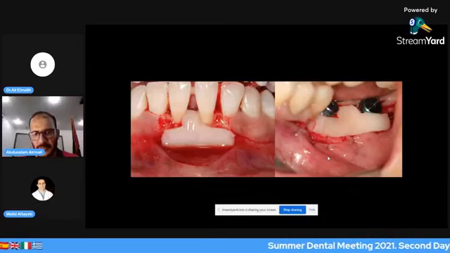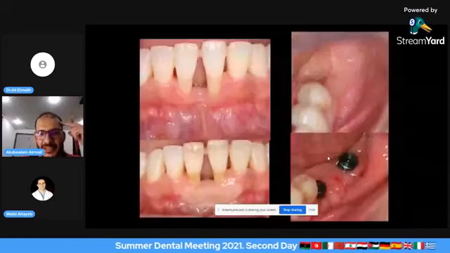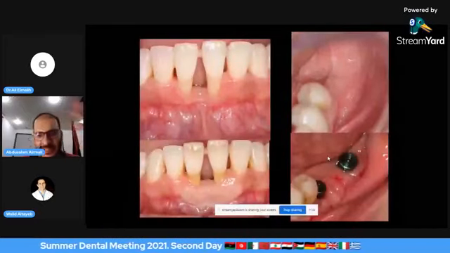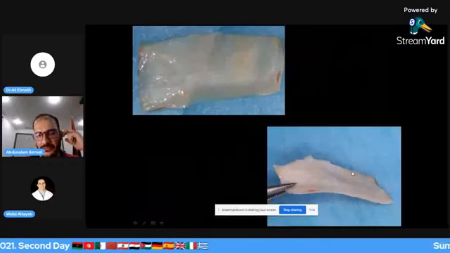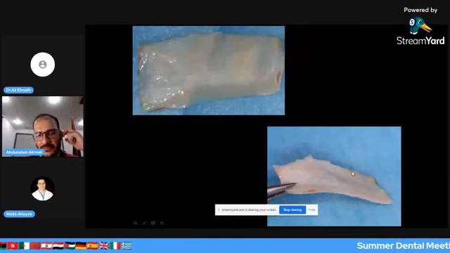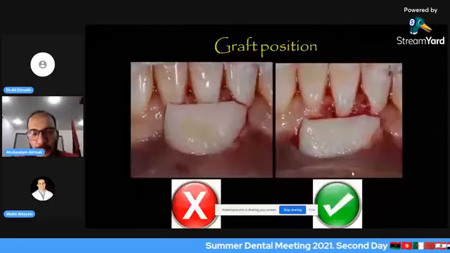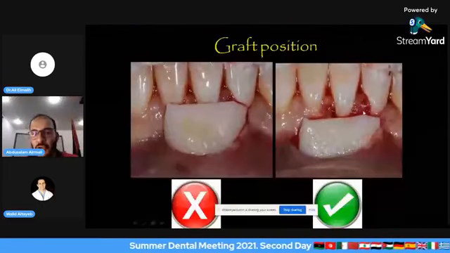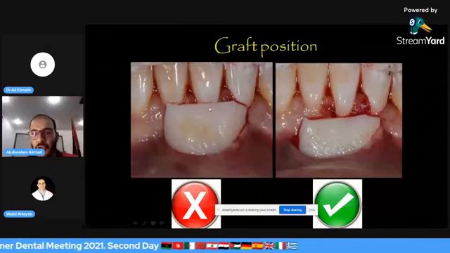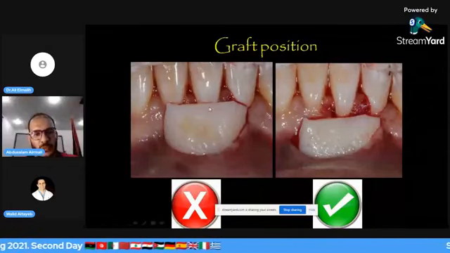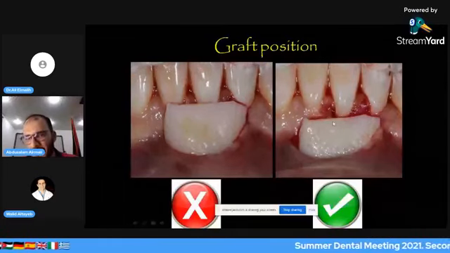Okay, so finally, what about the fixation of the graft? This is the healing, before and after. This is the before, and this is after, then this is before, and this is after. And this is the graft before the suturing. For the graft position, you have to place your graft at the base of the interdental papilla, not at the crest, because this part and this part will not survive. So keep your graft at the base of the interdental papilla.